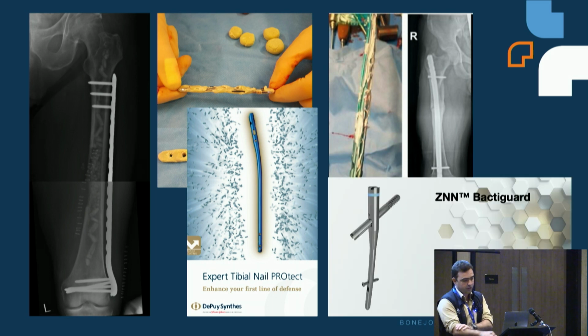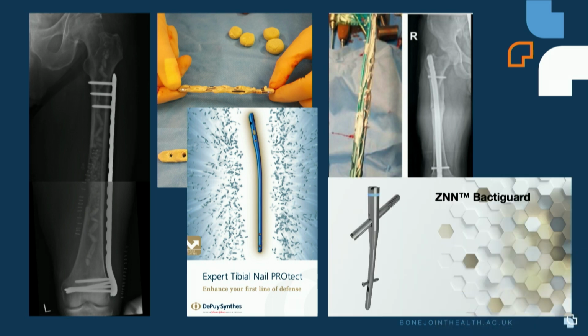And the newer technology, we've started a study in the UK now, where Royal London is one of the centers recruiting, with the Bactiguard nail. This is a technology with gold, silver, and palladium coating on the nail that creates some microcurrents that do not allow the formation of a biofilm. So it looks like the implant industry is targeting infection in a way.